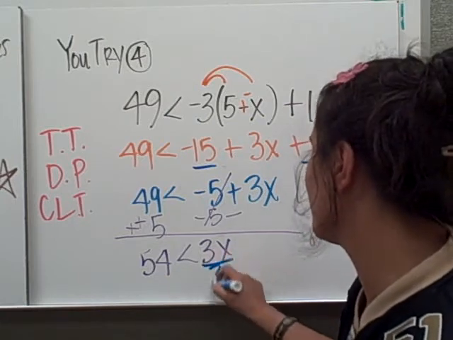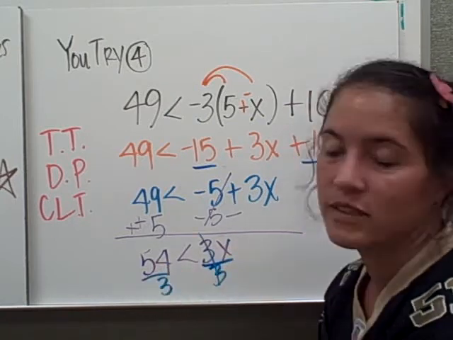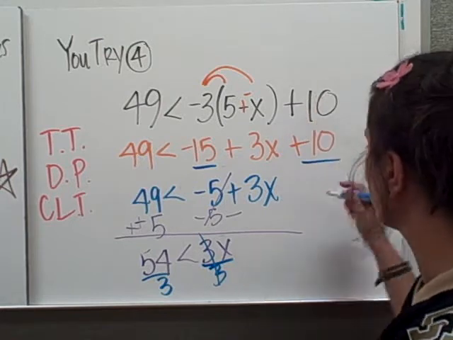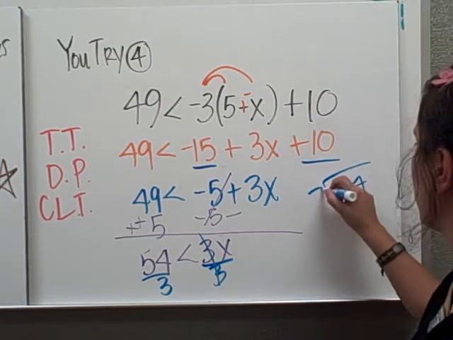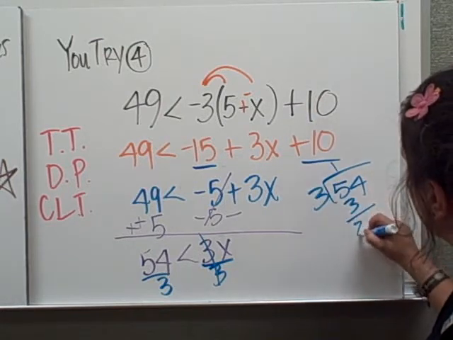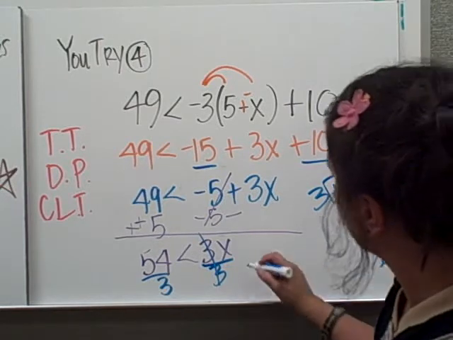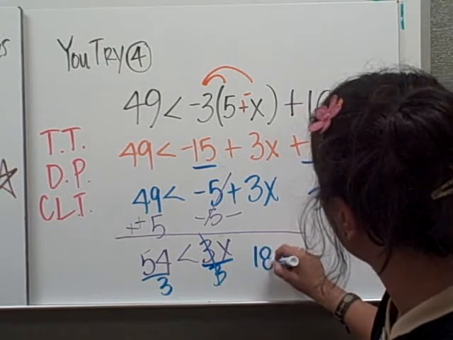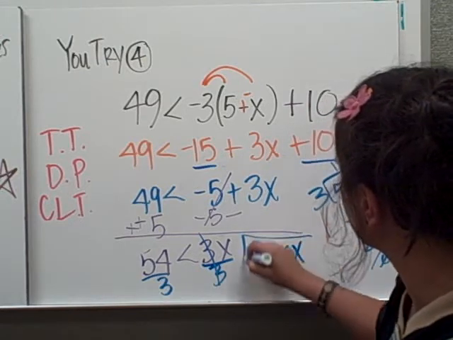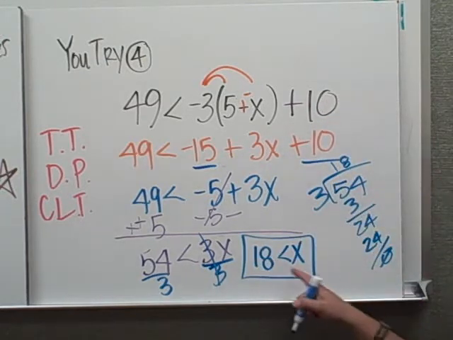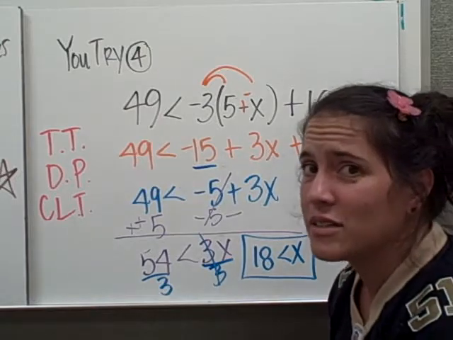Okay, guys, so divide both sides by 3. Did I divide by a negative? No. So 54 divided by 3 is 18. So 18 is less than x. I did not switch my symbol because I did not divide by a negative. That was kind of hard.